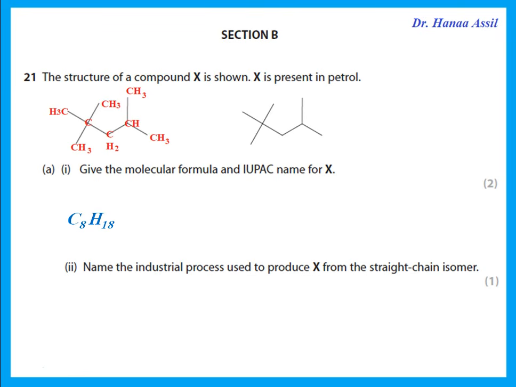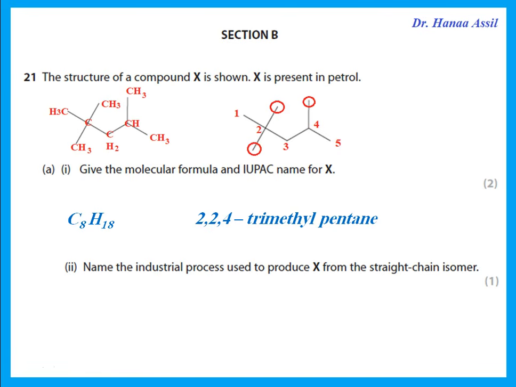Now, how do I give the IUPAC name? Well, we said we choose the longest chain, so this is the longest chain. And we start numbering from the side that will give lower numbers for the substituents. So this is the side that we start, so that we end up with 2,2,4-trimethyl pentane. We have 3 methyl groups. 2 of them are on carbon 2 and the third one is on carbon 4. If we count from the other side, it would be 2, 4, 4. So we need to count from the side that will give you the lower number.